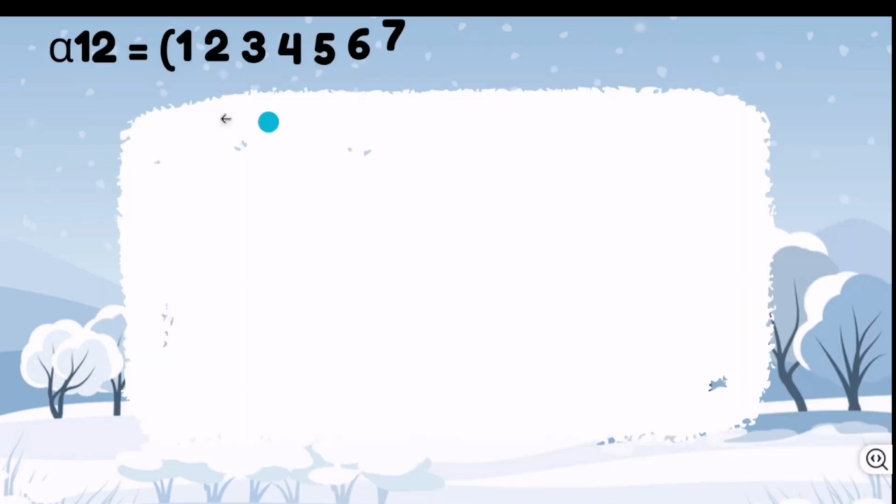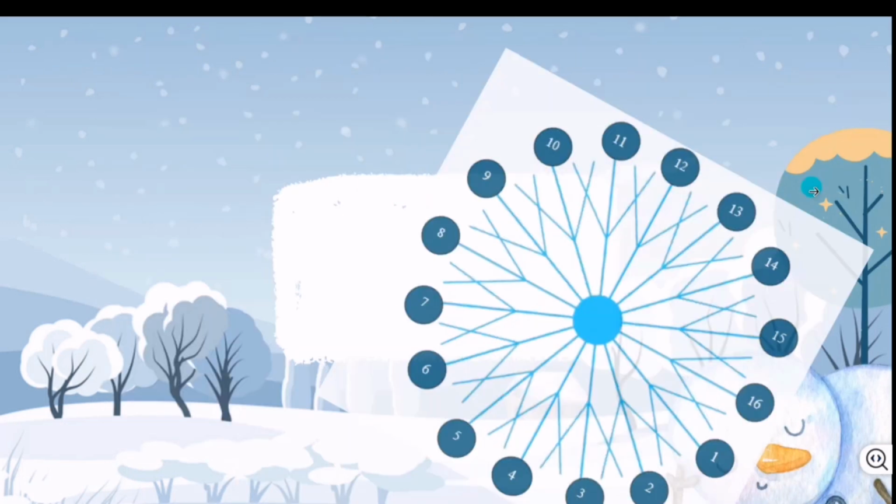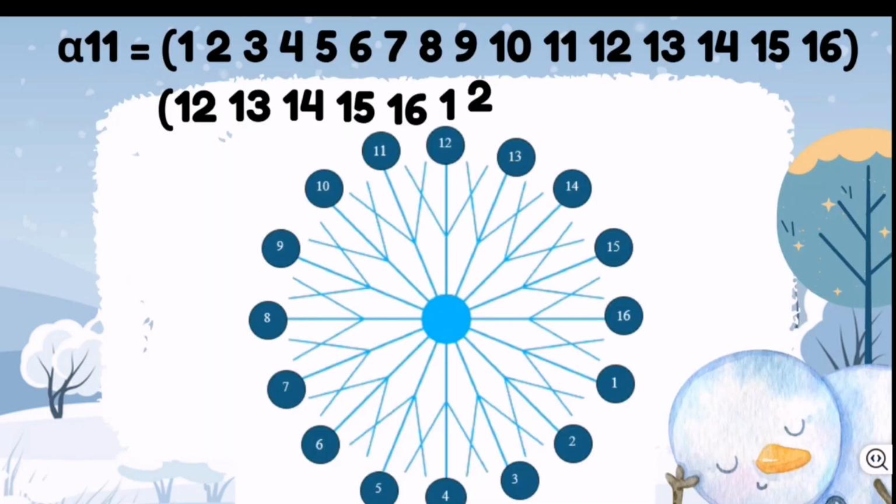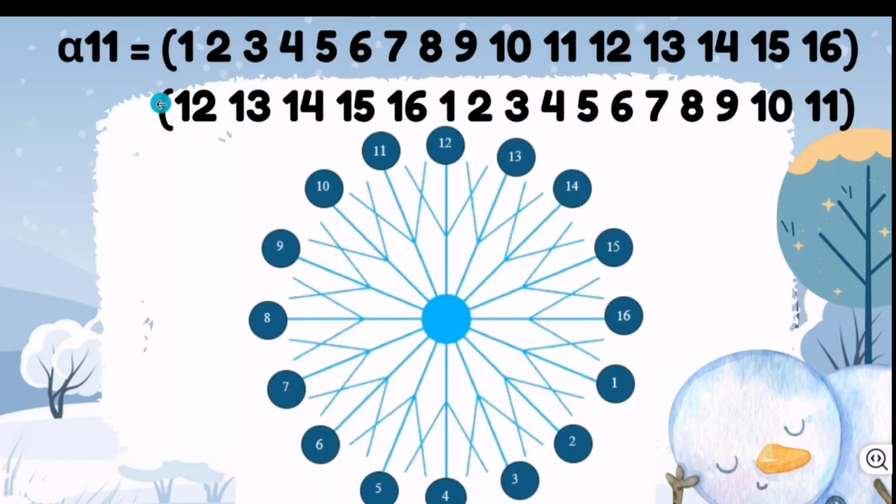And lastly, we have alpha sub 11, which is equal to 1 to 12, 2 to 13, 3 to 14, 5.